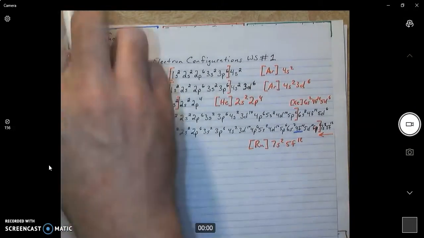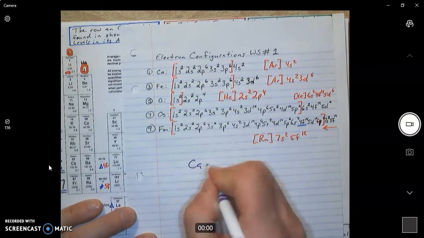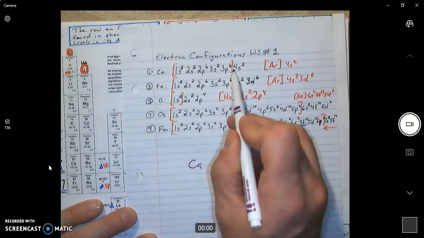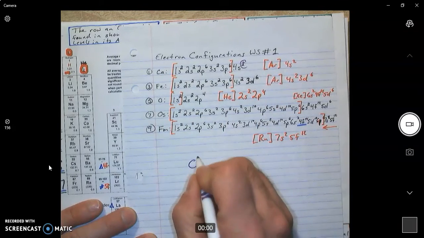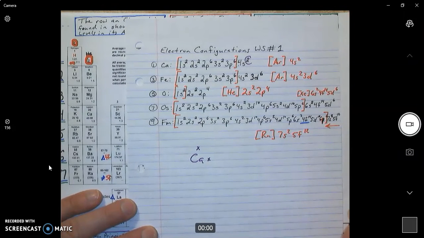Let's take a look at a couple of the examples we just went over. So what would we do with calcium here? Calcium, if we look at our numbers, our highest number is 4. There's 2 electrons. So you could just do dots or X's. That's how we would do it, 12 and 3.